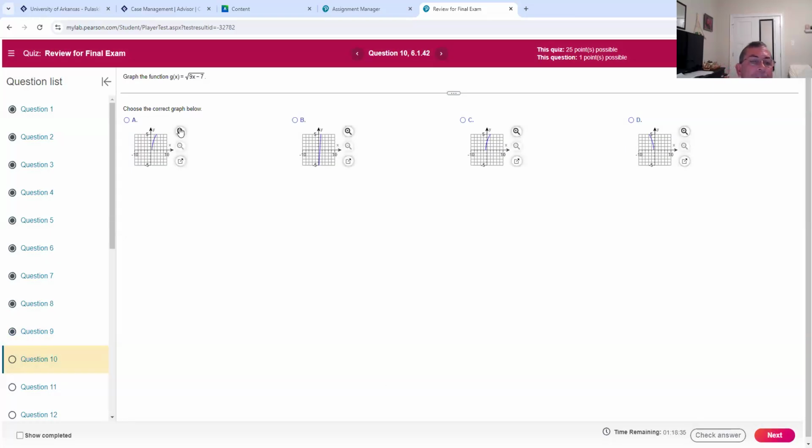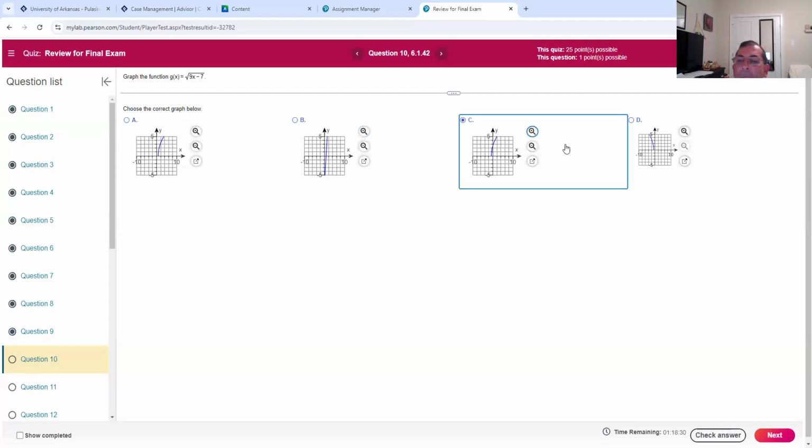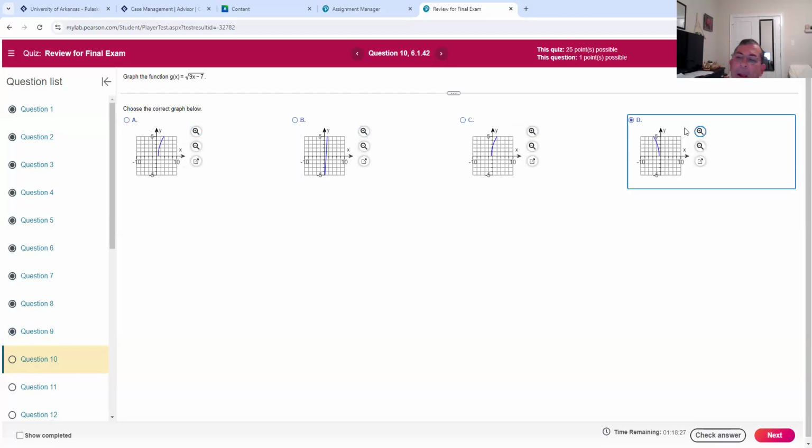All right, this is graphing, so I'm just going to graph this on the calculator real quick. Now, y'all listen. This is a square root. Answer B is a straight line. We're not picking a straight line at all on this, okay? So if you pick B, you're wrong. It's got to be A, C, or D, okay? So let's go graph that and see what we got. So this is what? G of x equals a square root 9x minus 7.